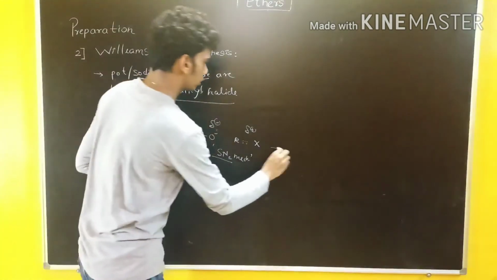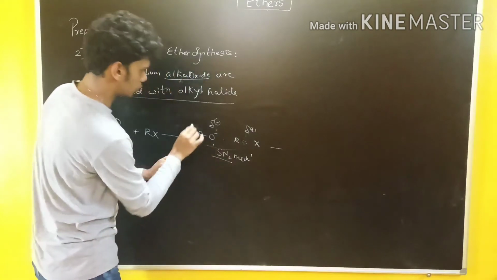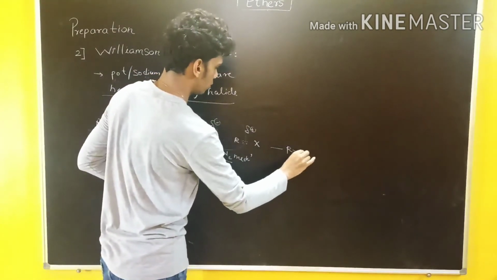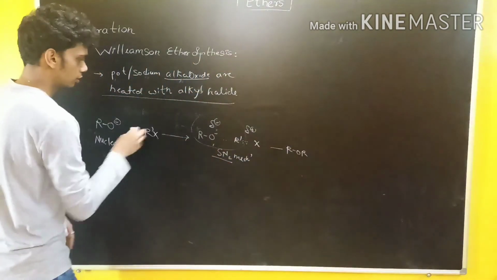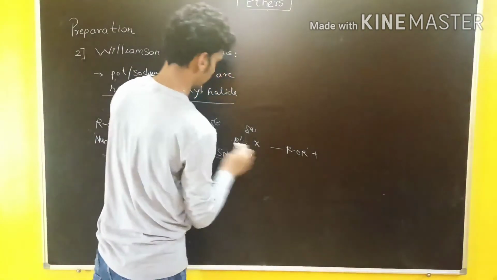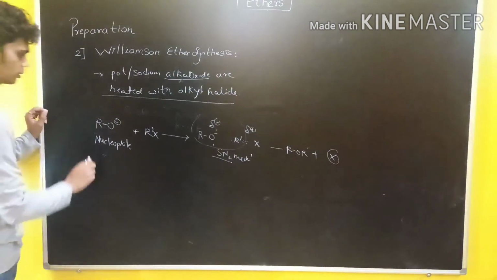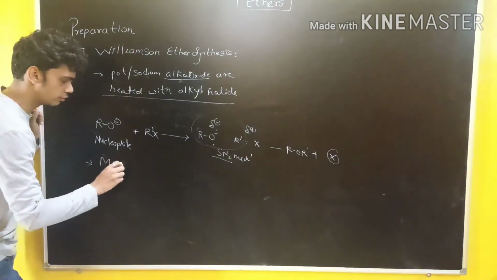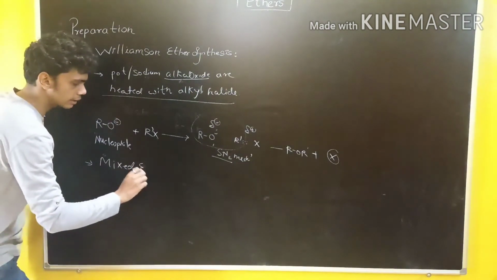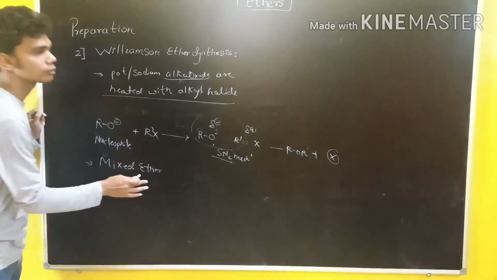And what will the product be? RO R dash, I'm writing R dash here, and the X, that is the halide, is removed. This process is used majorly for mixed ethers. So by this method, you can form a mixed ether.